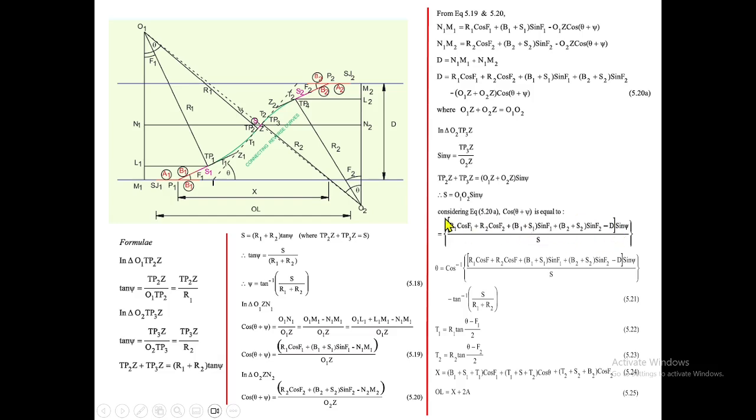Okay, so substituting all, we made the final equation here. This will be our cos theta. Theta equal to cos inverse of this portion. Okay, so finally we got theta. Once we know theta, as usual, we can find out T1, because deflection angle equal to this angle subtended at center. So theta we got, theta minus F1 will be your deflection angle here. Then the tangent length T1 equal to R1 tan deflection angle divided by 2, that means theta minus F1 divided by 2.